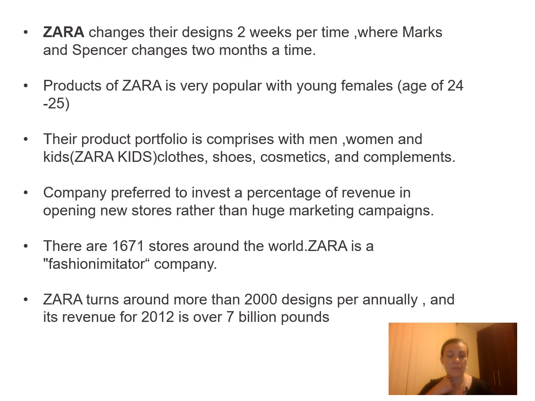The big thing about Zara is that they change their designs every 2 weeks, whereas Marks and Spencer changes every 2 months. Those could be considered the two closest competitors. Zara products are very popular among women, let's say around the age of 24 or 25, but I would guess it is a wider target. Their product portfolio comprises men's, women's, and kids' clothes, shoes, cosmetics, accessories, and home products too.